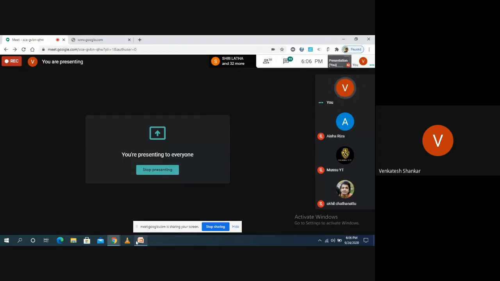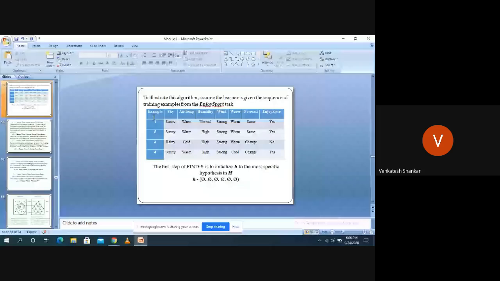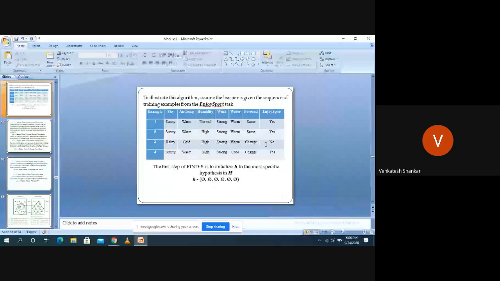Look at this table. In this table, Enjoy Sport is there. When John, or some person, enjoys the sport, it is in the first, second, and fourth instances. In these three instances he is enjoying the sport. But in the third instance, he can't enjoy the sport. What is the FindS algorithm going to do? It is going to check only with the positive results, only the specific hypothesis. Understood?